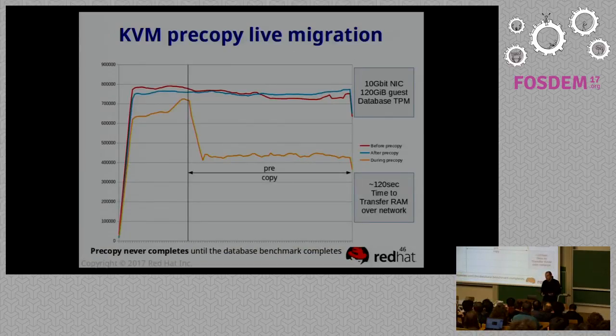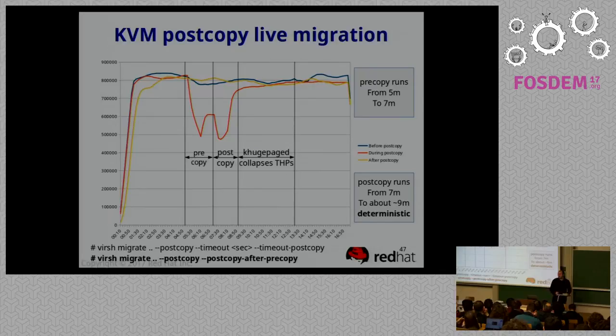And this is a chart showing a comparison between pre-copy and post-copy, and this is a performance database. So it's like three different runs: before the live migration, during, and after the live migration. So you see pre-copy has a regression in performance for the whole duration of pre-copy. And this is actually post-copy live migration. And this is going to be the last slide because I'm running out of time. But you can see post-copy live migration brings the performance back very fast, and especially it can finish the live migration, which the previous case didn't.